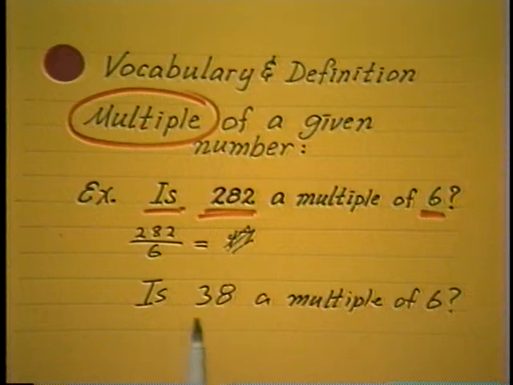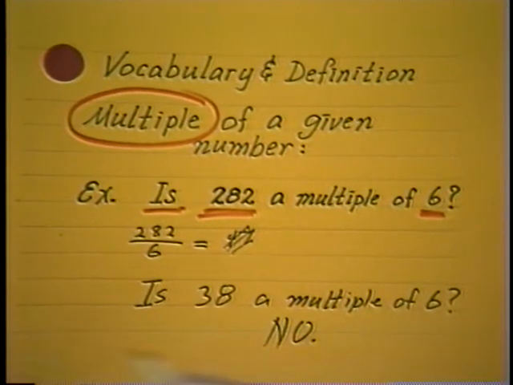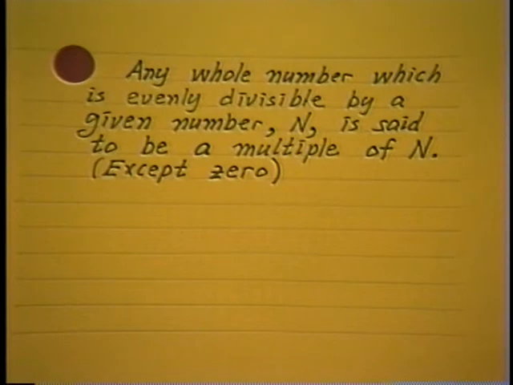How about this question? Is 38 a multiple of 6? Well, is 38 divisible evenly by 6? And the answer is no. Just that simple. That leads us into a general definition of multiple. Any whole number which is evenly divisible by a given number, here called n, is said to be a multiple of n, except 0. We'll exclude that.